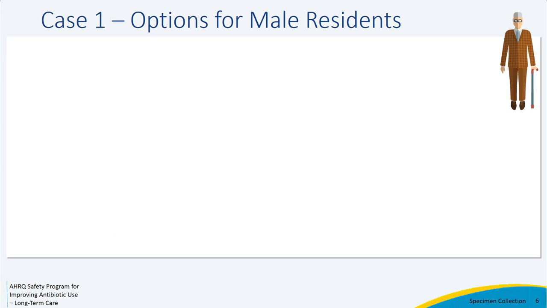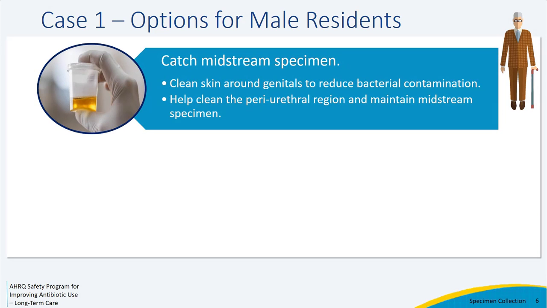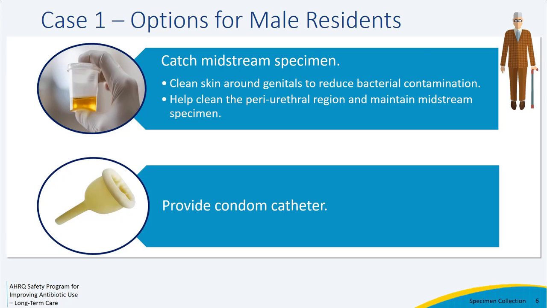Let's consider how the previous case would change if the resident was a man. With male residents, it remains important to clean the skin around the genitals to reduce bacterial contamination. It is typically easier to obtain a midstream specimen in men, but if this is not possible, then consider placing a condom catheter rather than an in and out catheter to obtain the specimen. Condom catheters are generally more comfortable. After the condom catheter is placed, check the collection bag every 30 minutes.